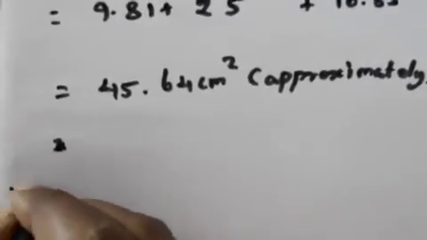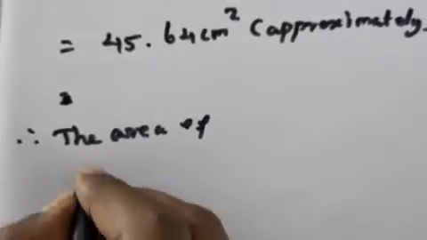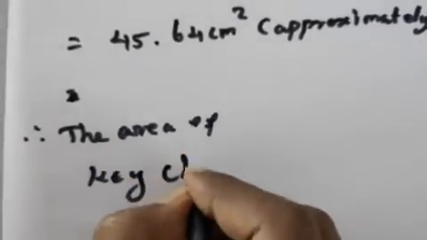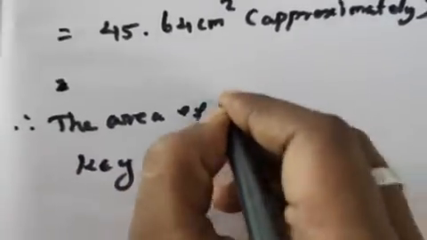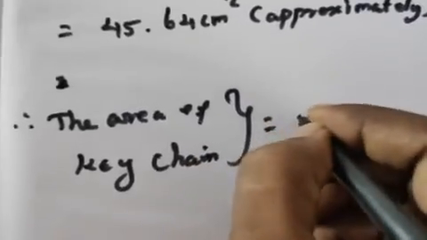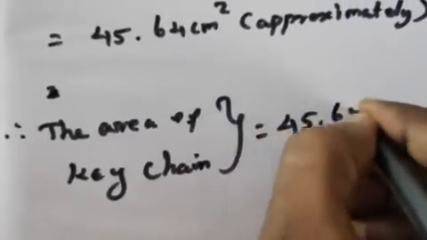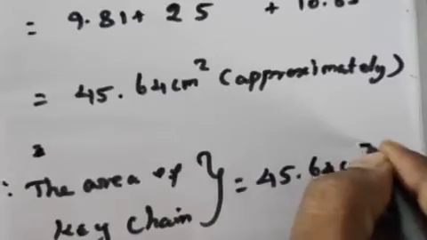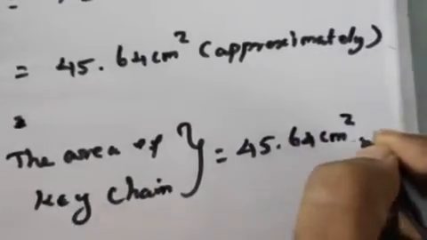Therefore, the area of the keychain is equal to 45.64 centimeter square. Thank you, students.